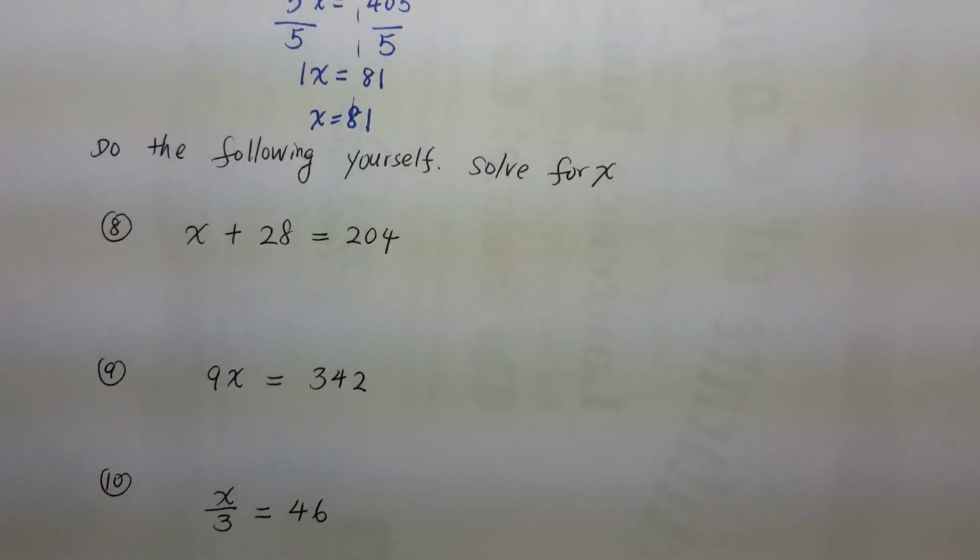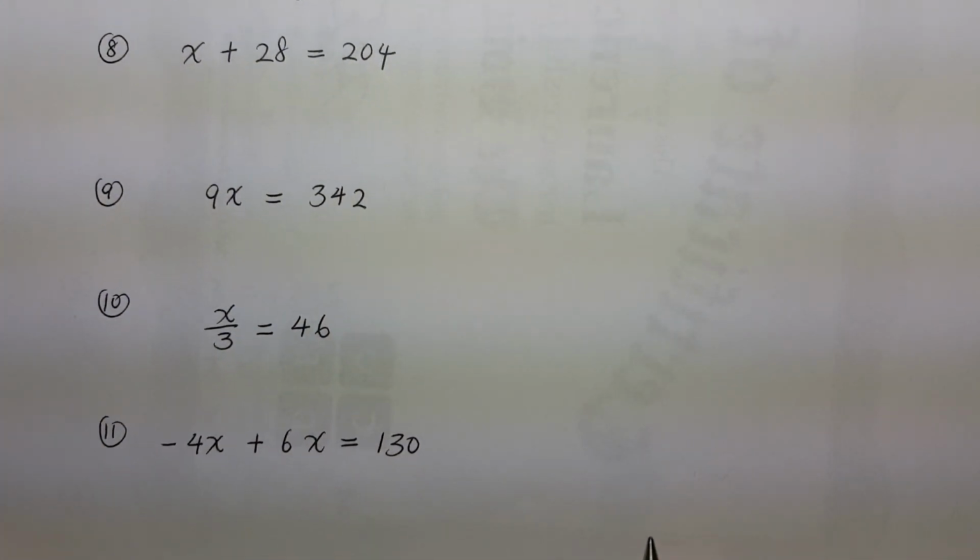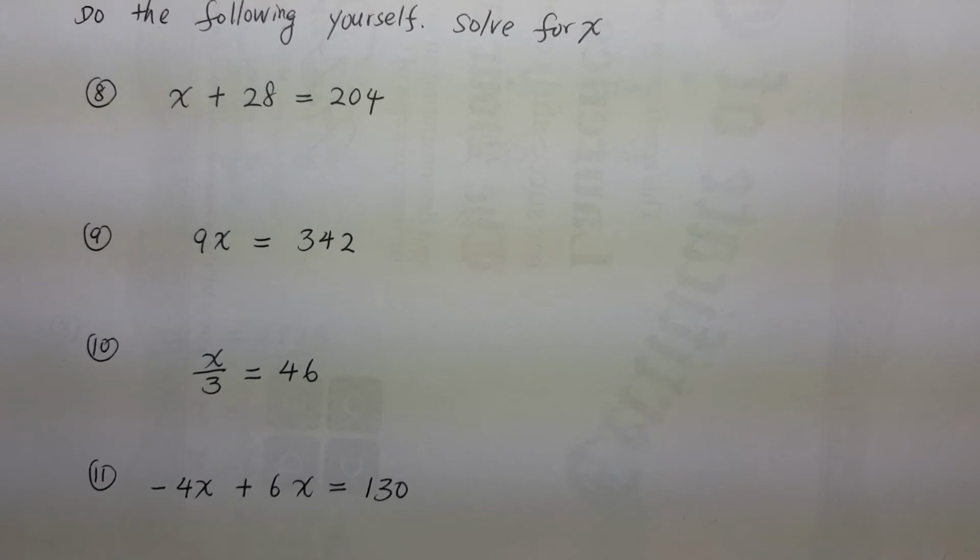Now you're ready to do some questions by yourself. Number 8 to 11, solve for x, do by yourself. So I'm going to give you 1 minute. I believe you can finish all of them in 1 minute. Take out your calculator, pen and pencil. After 1 minute, I will go over the questions.